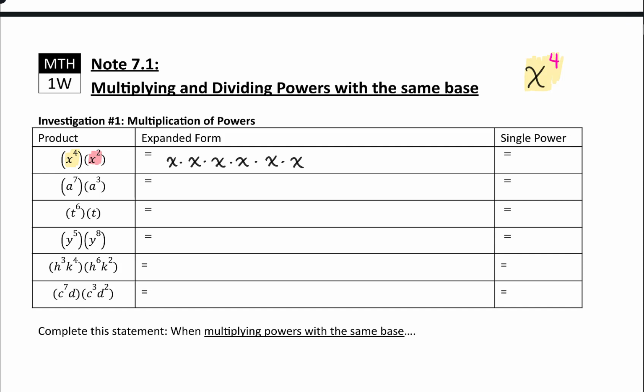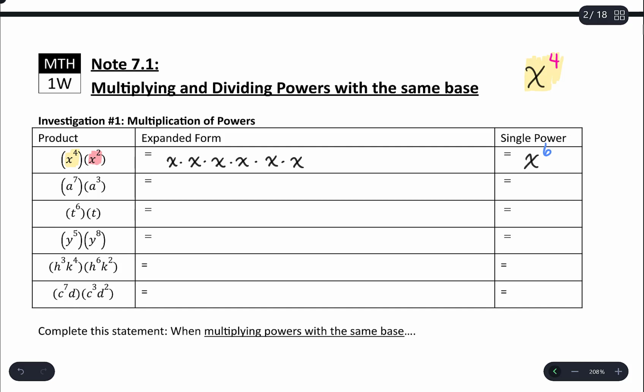You would look at that and say, I don't know what the first power was, but I can see that there are 6 x's there. So you could say, let's just write it as a single power that has the base x, raised to the exponent, well, 1, 2, 3, 4, 5, 6. There are 6 of these x's, so I would say it's raised to the exponent 6.